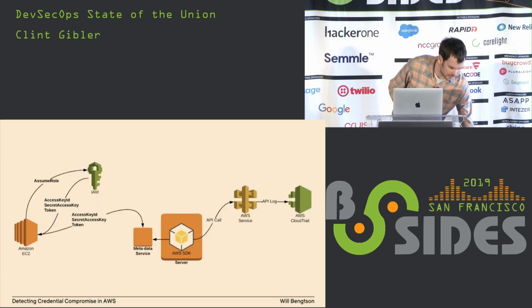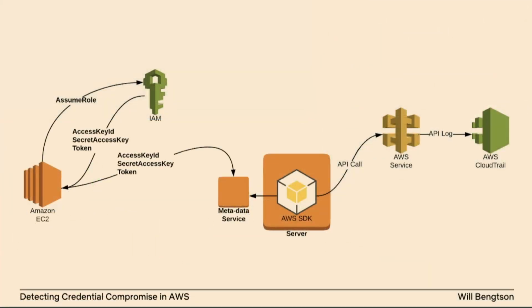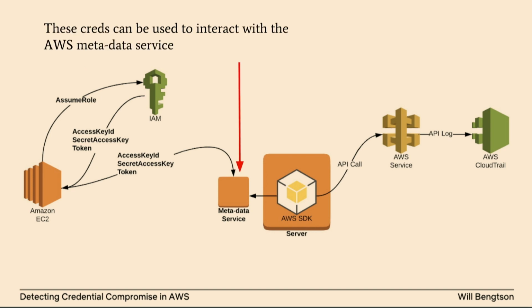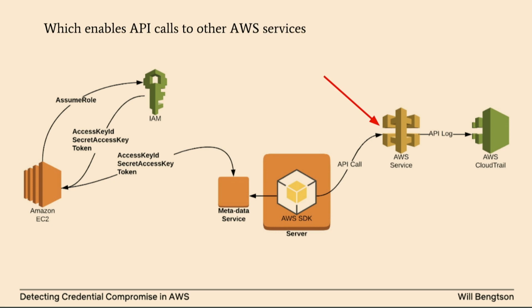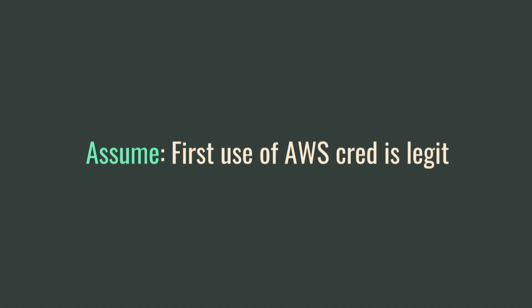OK, so let's quickly talk about how the flow overall works before we get into the details. You have an EC2 instance, which calls assume role. This is getting some credentials back from IAM. These credentials can then be used to interact with the AWS metadata service, which then allows you to talk with other services. And meanwhile, AWS CloudTrail, which is another service, is logging all of these API calls. So at a high level, this is what we're working with.